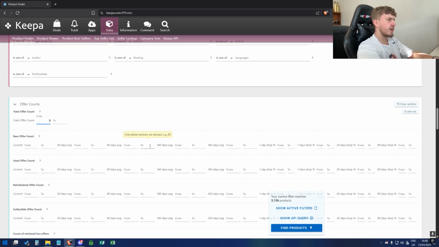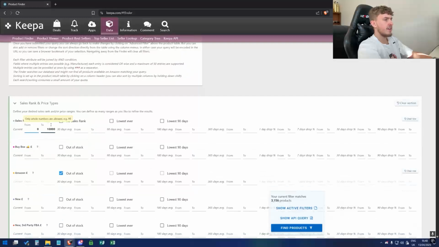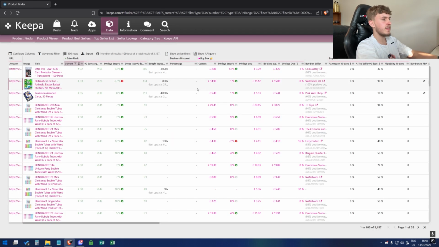So yeah, we'll just do 3 offers, toys and games, and we'll filter under 10,000 sales rank with Amazon out of stock. Now these are completely basic filters. It will take a lot more than this to get really good products and really unique products as well. And it's worth playing about with this a lot. But yeah, just from that alone, we've got about 3,000 products to be looking for. So we'll click on find products to have a look at the results.